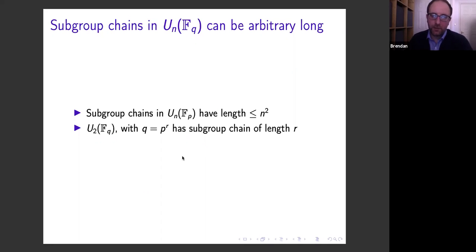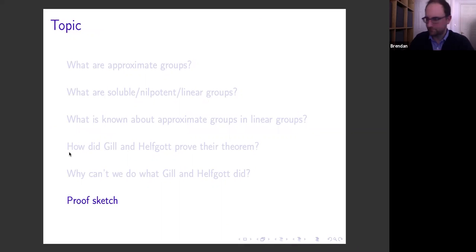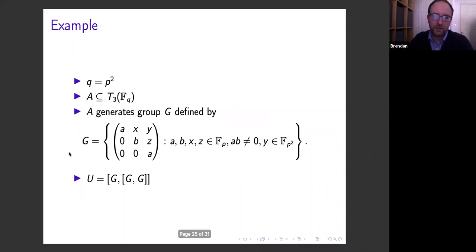I won't explain directly how you overcome the second issue, or where it comes up, but we'll look at how the argument in higher dimensions goes, and where you need some new input. Okay, so here's a bit of a sketch.